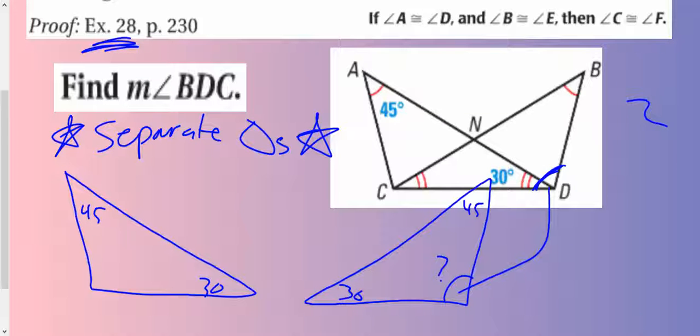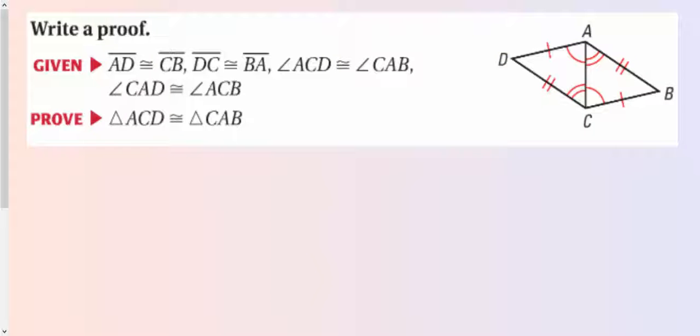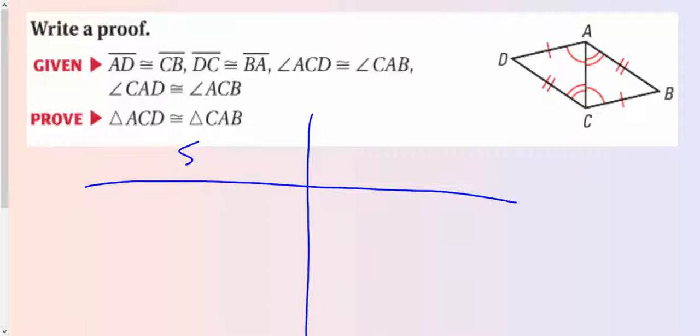So I have 30 and 45. That's 75. And they have to add up to 180 using the triangle sum theorem. So 105 is my answer. All right, and then write a proof. These proofs here in this section are basically show the angles are the same and show the side lengths are the same, and they give you most of the information. You just have to fill in a few parts.